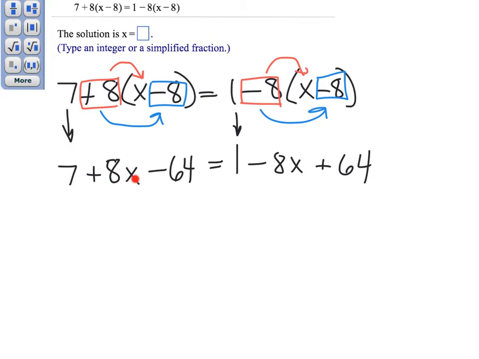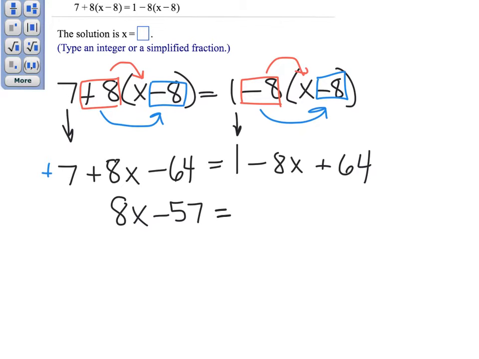So now we've got variables on the left, variables on the right. We've got constants on the left and constants on the right. So let's do a little bit of simplifying. First, the left side. Because this is a positive 7, we know that positive 7 plus a negative 64, or positive 7 minus 64, either way you could think of it, is going to give you a negative 57 as your answer.